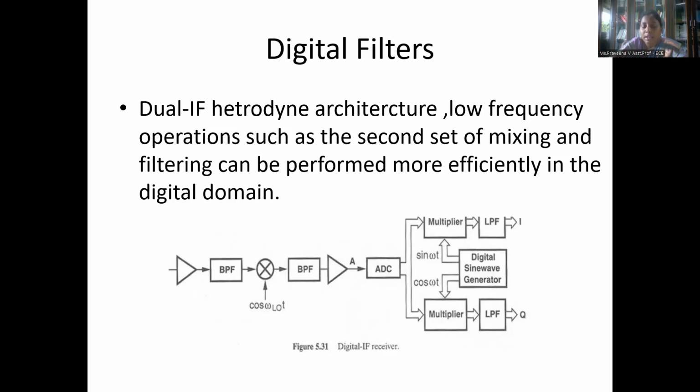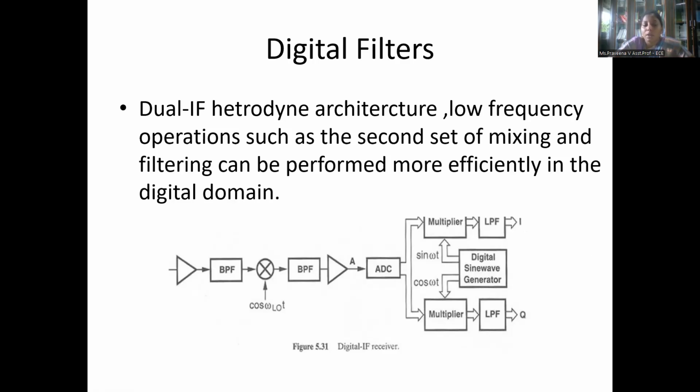Second, it is passed to the mixer. That is the frequency down conversion. The signal is mixed with the local oscillator, cos omega L0 t. This shifts the signal from RF to an intermediate frequency, that is a lower frequency. The main purpose is easier filtering and processing at a lower frequency.